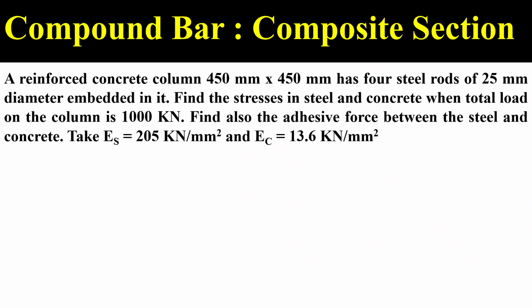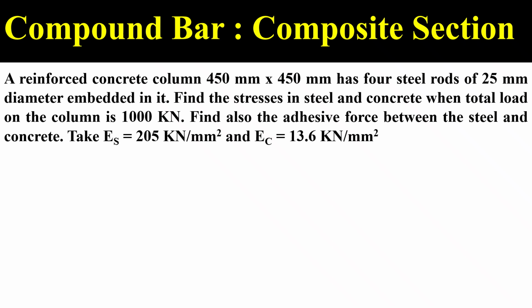In the present lecture, we will discuss an example problem on a compound bar. Let's see the problem. A reinforced concrete column 450 mm by 450 mm has 4 steel rods of 25 mm diameter embedded in it. Find the stresses in steel and concrete when the total load on the column is 1000 kilonewtons.